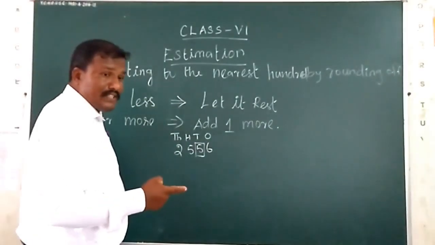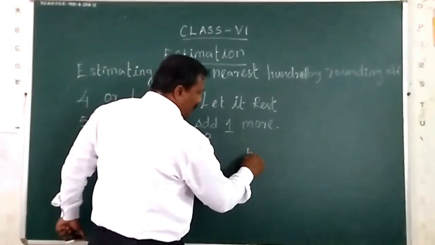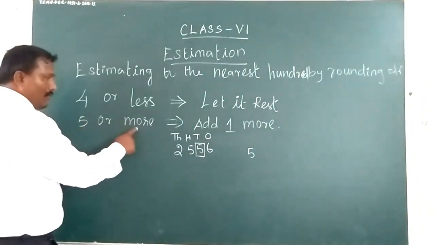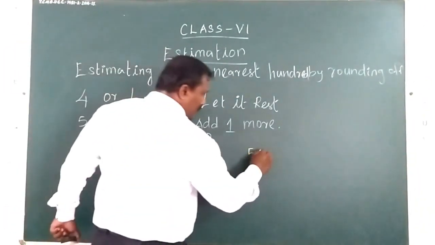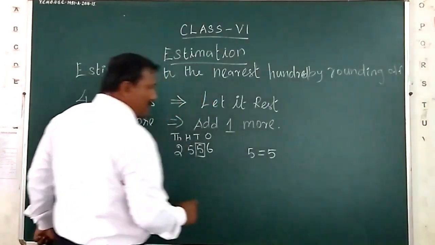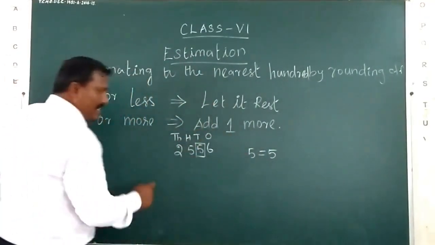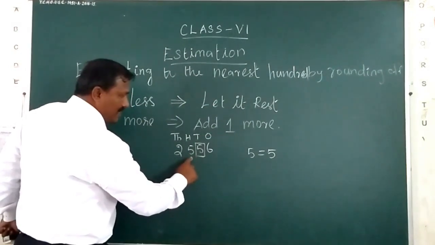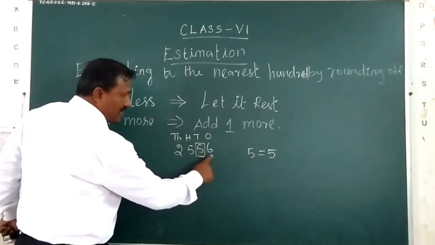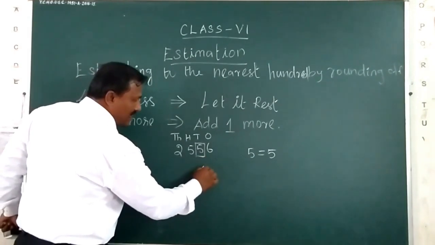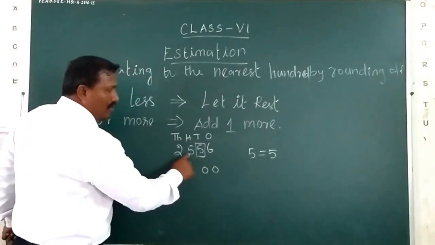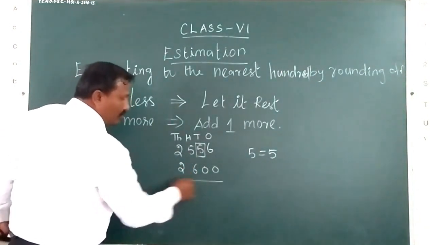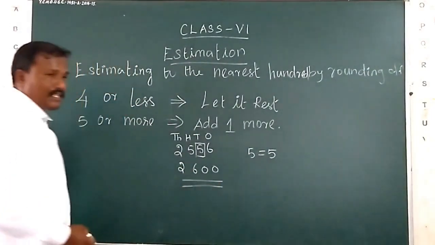You have to compare with 5. If you compare 5 with 5, rule 2 is applicable: 5 equal or more. So what does the rule say? Add 1 more. We have to add in the 100 place, not the tens place or ones place. The tens place and ones place always become 0. Adding 1 more means 5 plus 1, 6. The 2 stays as it is. So 2600 is the answer.